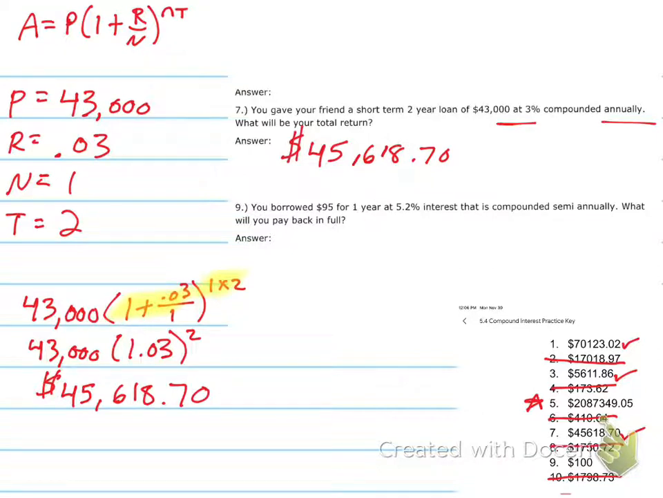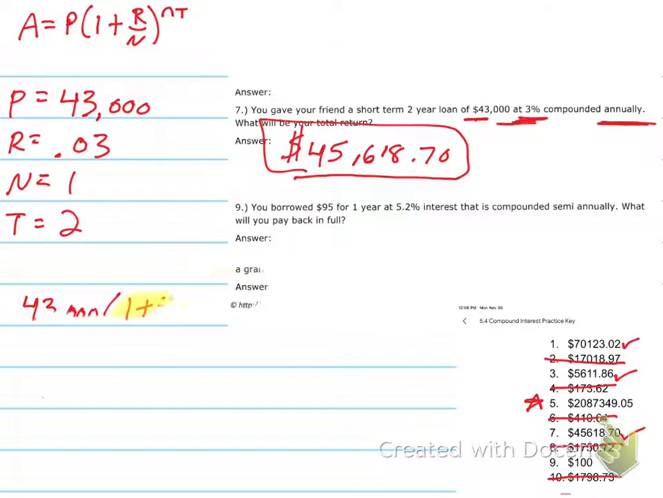Now, what that means is, if you gave your friend $43,000, and you're like, all right, this is going to be a 2-year loan, and then every year you're going to owe me 3%, and that 3% is going to be hit one time per year. So you loaned that person $43,000, they're going to pay you back a total of $45,618.70. So you've made about $2,618.70 off of that loan to your friend. All right, and then we got one more here.